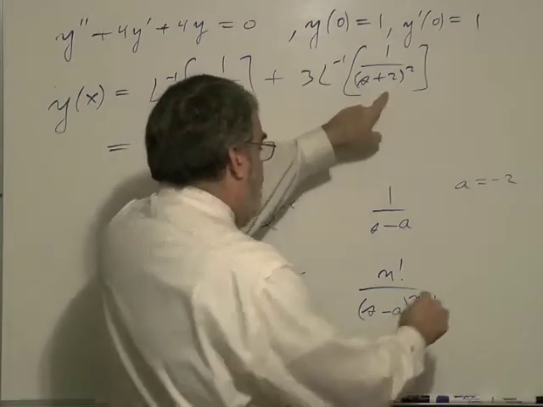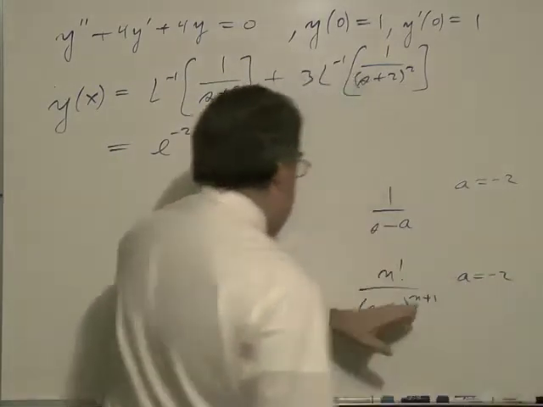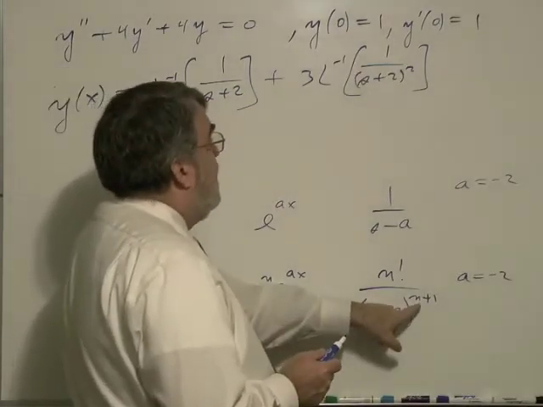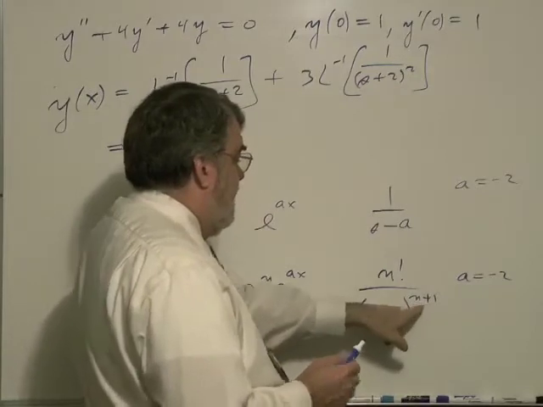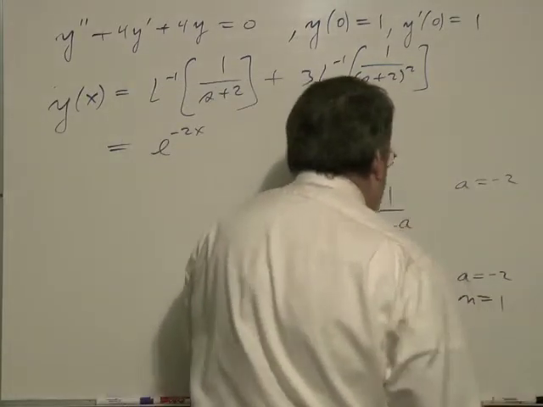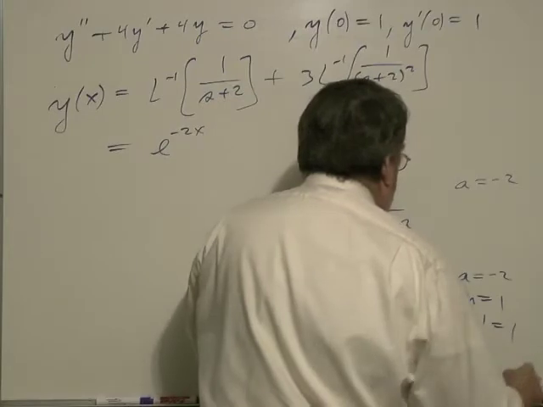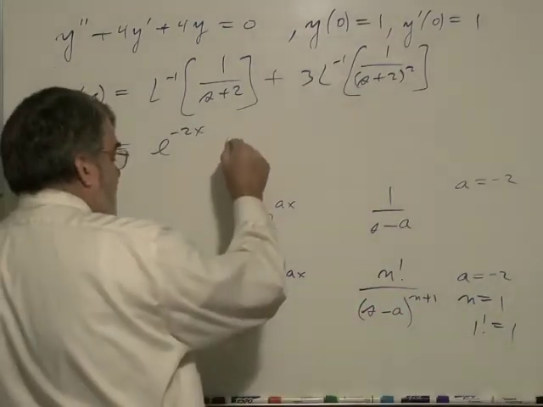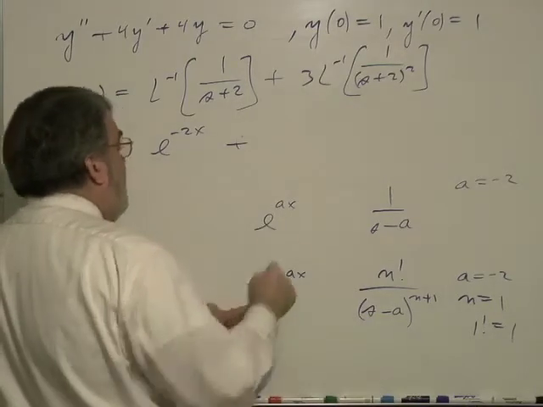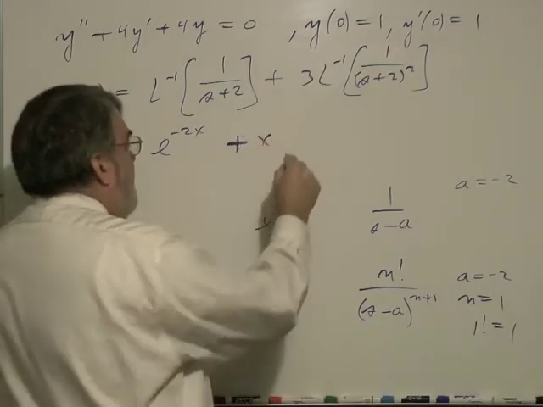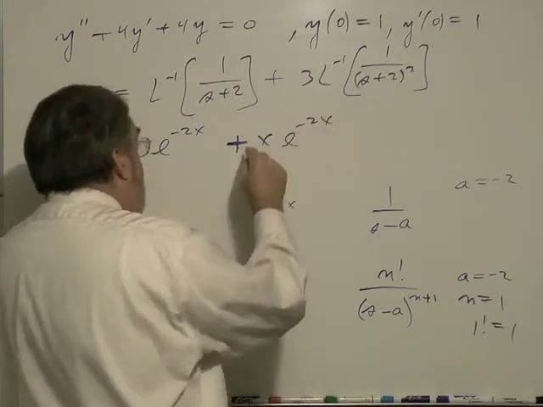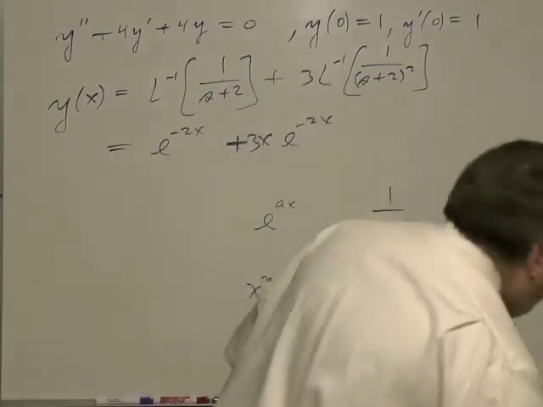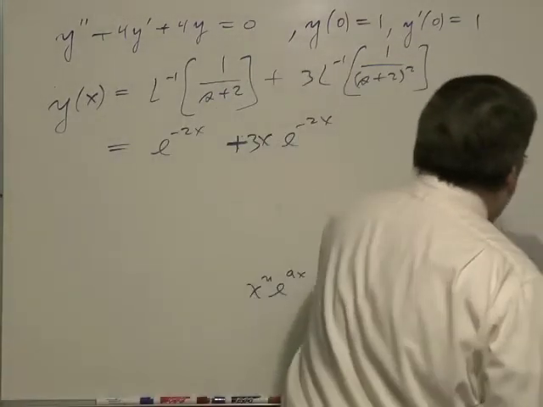again, a is -2 for this Laplace transform, and n equals 1, because we have squared, 1 plus 1 being 2, so n equals 1. 1 factorial is simply 1. And so this works out to be plus x to the first power, and then e to the negative 2x. And then we also have the 3. I forgot the 3. So let me erase this, and then we'll write out the cleaned up answer.